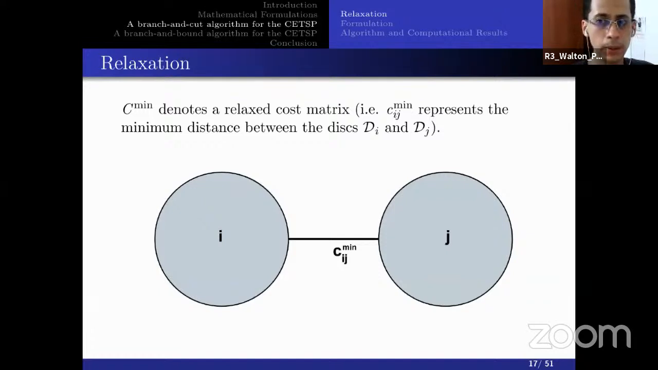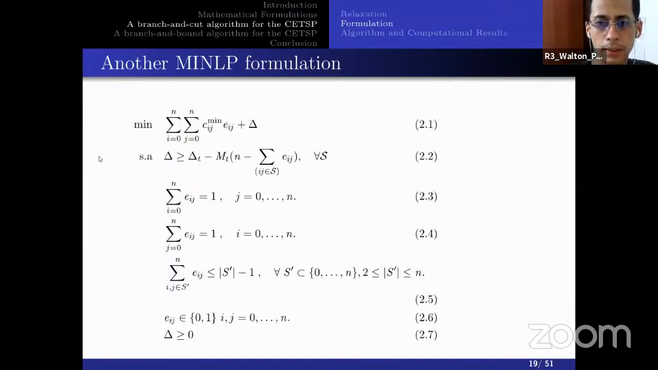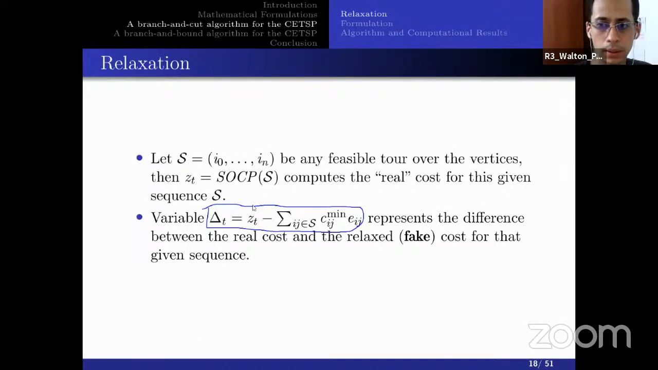I start with this relaxed cost matrix. So I define this c_ij mean, which is the minimum distance between i and j. But then every time, if you analyze this constraint here in the objective function, you're going to see the following. So every time we find an integer solution, which is a feasible sequence, feasible tour, then you're computing the real distance using delta t, because delta t has z of t here, and z of t is the solution of the subproblem. And this subproblem computes the real distance between two vertices.